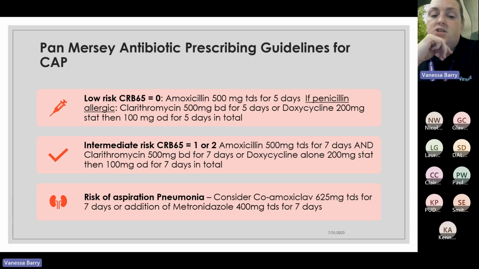Okay, so things would change a little bit if somebody was penicillin allergic, and then again, we're not going to look too much into this, but if there were risk of aspiration, so a lot of your nursing home patients, if they've got an experience of choking episode, or they're coughing with eating and drinking, or they've got poor swallow, or they're on thickened fluids, or they've got any sort of compromise to the swallow, definitely be heading down this route first. Co-amoxiclav TDS for 7 days, or adding in metronidazole, depending on if you've got samples.